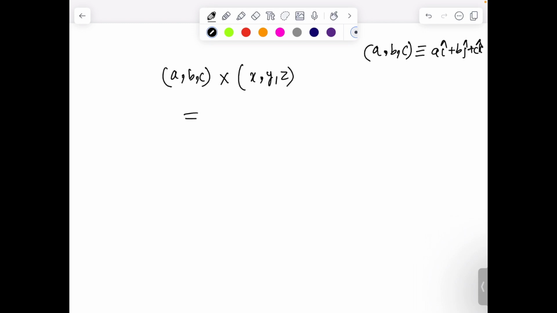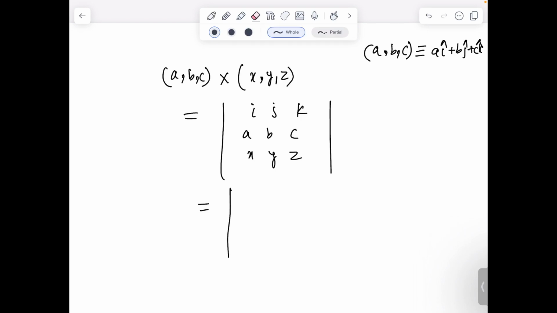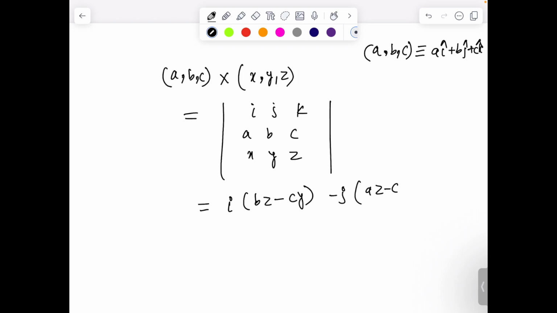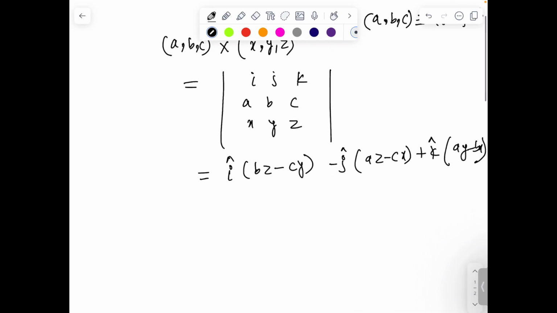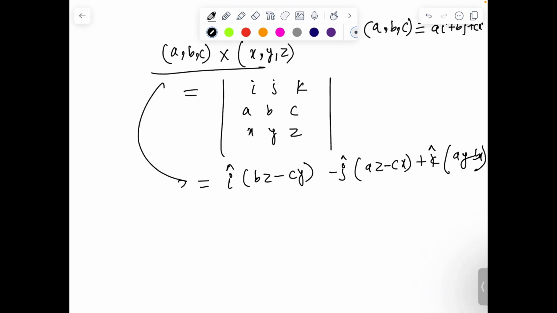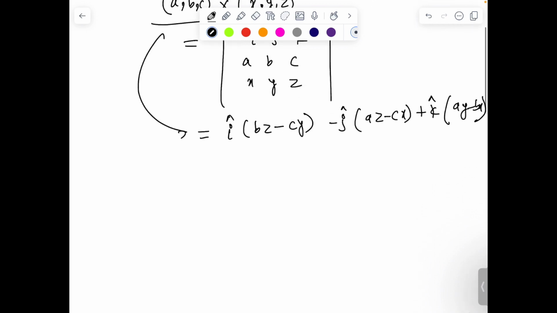So if you take the cross product, all of you know how to take it. We have i, j, k; a, b, c; x, y, z, and this gives us i times (bz minus cy), minus j times (az minus cx), and plus k times (ay minus bx). The point is, can we represent this cross product in the language of matrices?